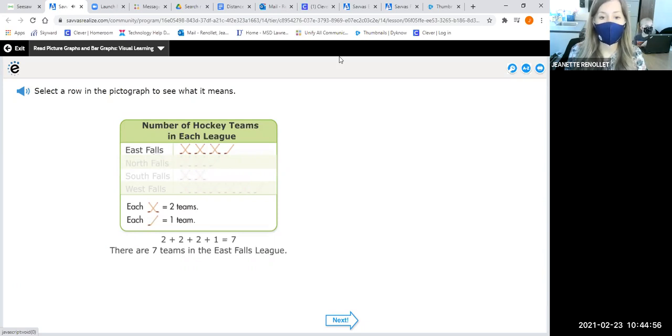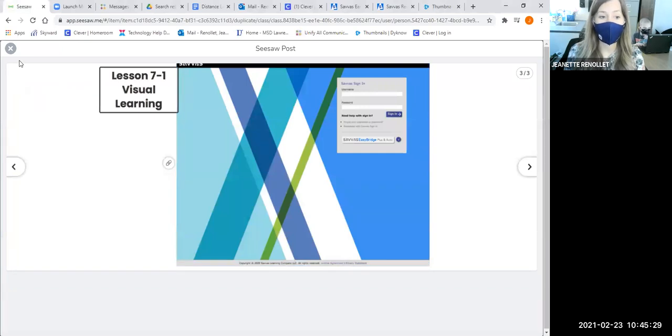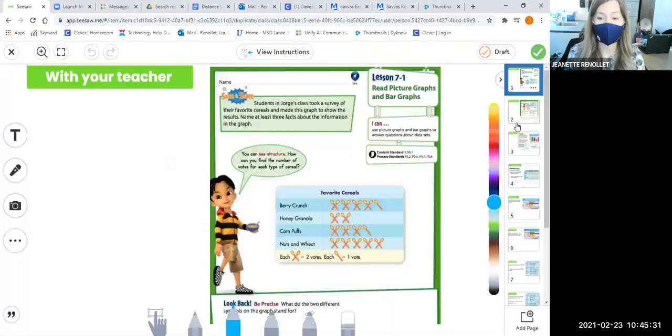So our graph helps us understand the information. Our topic is teams in the league. So in the East Fall League, there are 7 teams. We count 2, 4, 6, and then count by 1, equaling 7 teams in the East Fall League. We're going to use this type of information today as we explore our problems from our textbook.